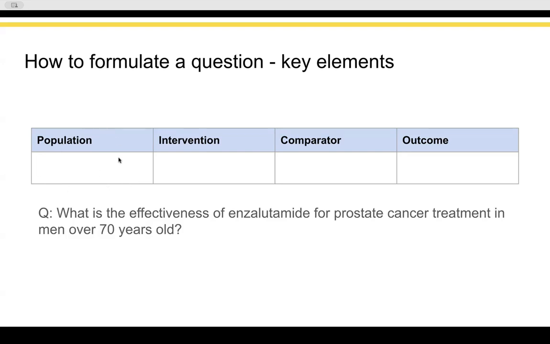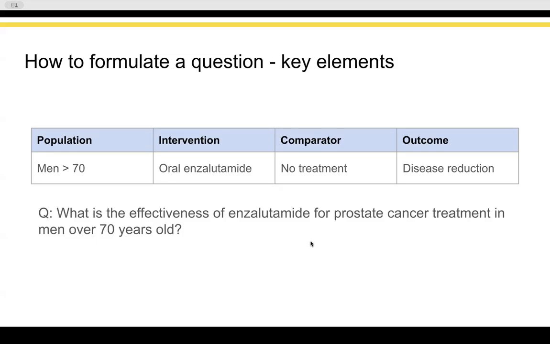But P could be any population or the target area of the review. It doesn't necessarily need to mean a biological or human population, but in this case it specifically does. So the population here is men over 70. The intervention is enzalutamide. The comparator is actually not explicit in the question, so we don't say what's the effectiveness of enzalutamide relative to no enzalutamide. That's clunky and not easy to say, so it's implicit that we are comparing a drug with a lack of that drug, and the outcome is disease reduction.